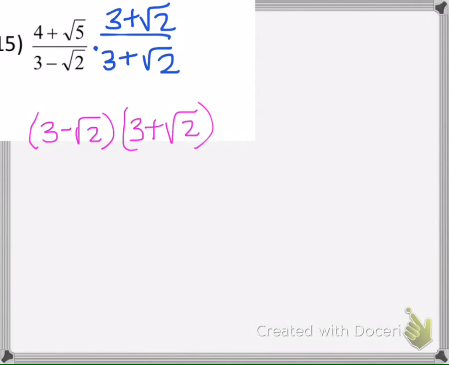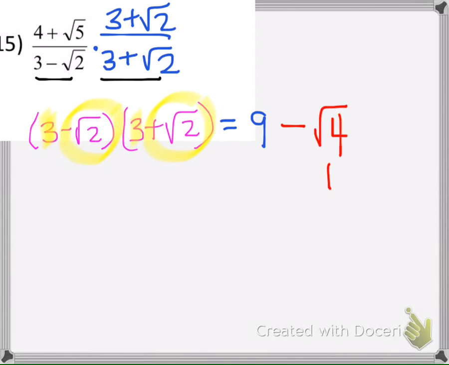So let's go ahead and start with multiplying the denominators. Since what we multiplied by was a conjugate, we know from previous chapters that all we need to do is do 3 times 3, which is 9. And then we would have this negative times a positive is a negative. And square root of 2 times square root of 2 is square root of 4. And therefore we would just have 9 minus 2, which is 7. So now we don't have a radical in the denominator anymore.